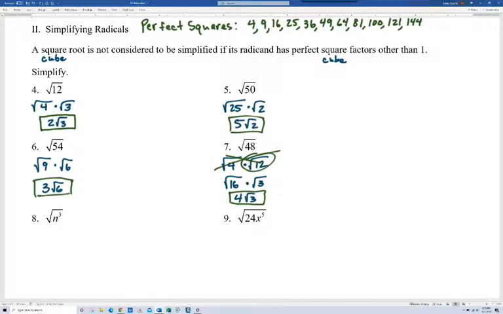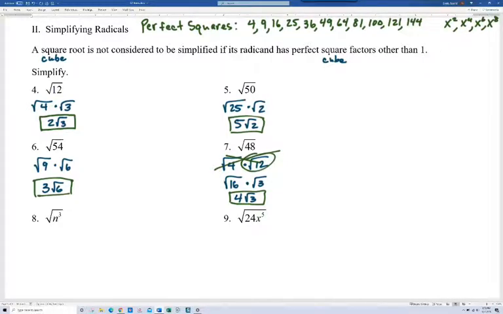All right, on number 8, now I labeled the perfect squares up above, but those were the numbers. If you think about it, x squared, x to the 4th, x to the 6th, x to the 8th, any even power of x would be a perfect square. For example, x to the 6th would be x cubed squared, or you could think of it as x cubed times x cubed. And so these are all considered perfect square factors.